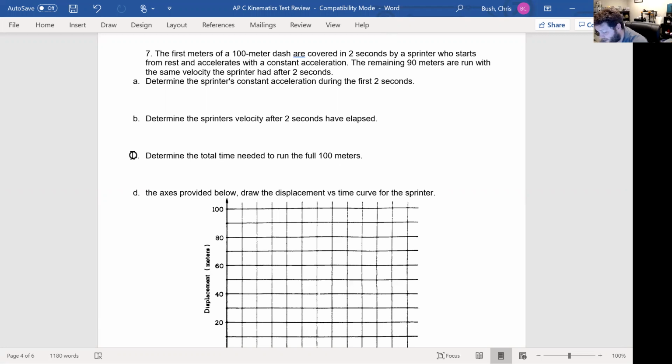So what do we have here? Well, we know if you start a race, your initial velocity better be 0, or that's called cheating. We know that time is 2 seconds, and then it's kind of subtle here, but they told you displacement because they tell you the remaining 90 meters of a 100-meter dash. So you accelerated over 10 meters. So let's find the acceleration. And then we're going to find one other thing, even though it does not ask for it.